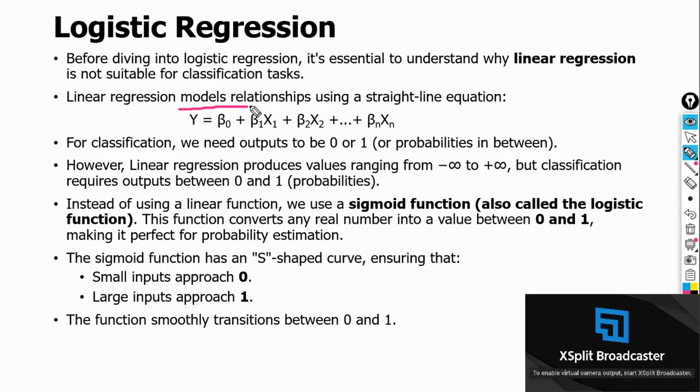So this is the equation that we have: y equals beta naught plus beta 1 x1 plus beta 2 x2 plus ... beta n xn. So what does beta naught represent? It represents the y-intercept. Beta 1, beta 2, beta 3, and so on, represent coefficients. All of them together represent coefficients. x1, x2, x3, and so on up to xn represent the inputs, and y represents the output.